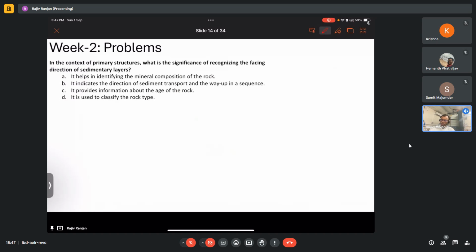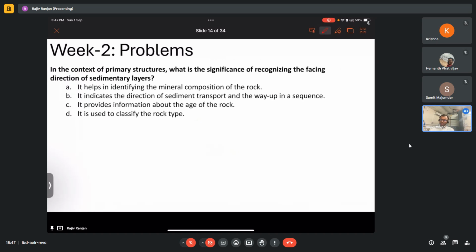Okay, so we will move to the next question. In the context of primary structures, what is the significance of recognizing the facing direction of sedimentary structures? So why is the younging direction important? Option A, it helps in identifying the mineral composition of the rocks. B, it indicates the direction of the sediment transport and the way up in a sequence. C, it provides information about the age of the rock. D, it is used to classify the rock type.